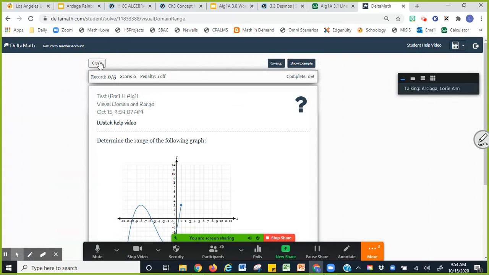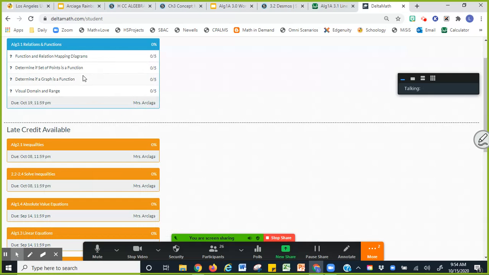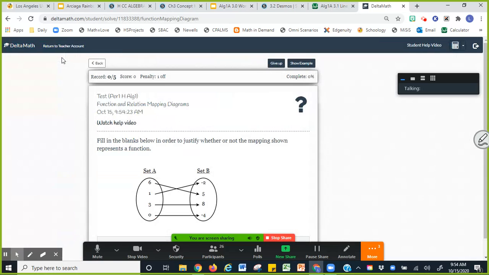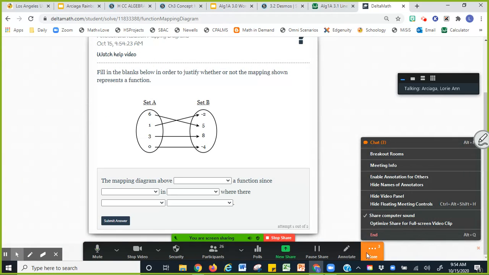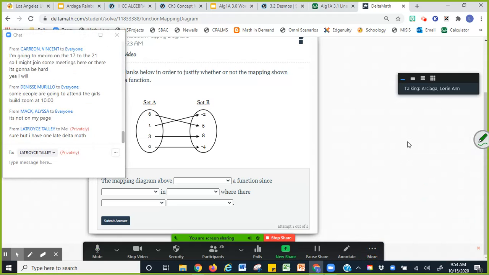Okay, so now I'm logged in as a student. But what's the first thing? Hang on. Okay, do you guys see this example on your page?